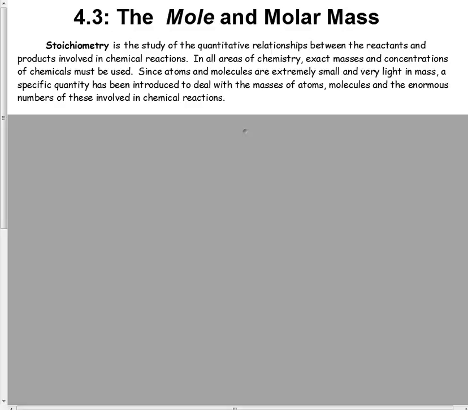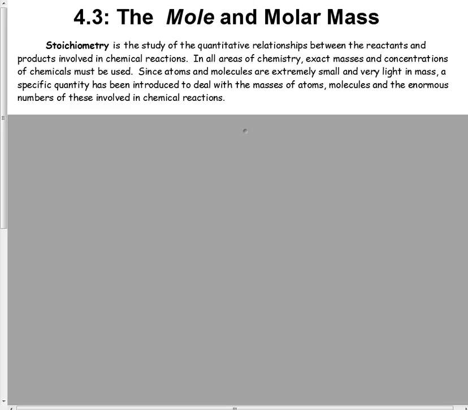Hello class, this is a follow-up lesson to relative atomic mass. We're just about to get into the real heart of the course, and this is a real pivotal lesson because it opens the door to our understanding of how to deal with chemical reactions on a scale that we experience in the lab. We're working with gram masses and we're measuring out samples that have huge numbers of molecules, ions, atoms, etc. So how do we deal with chemistry on this scale?